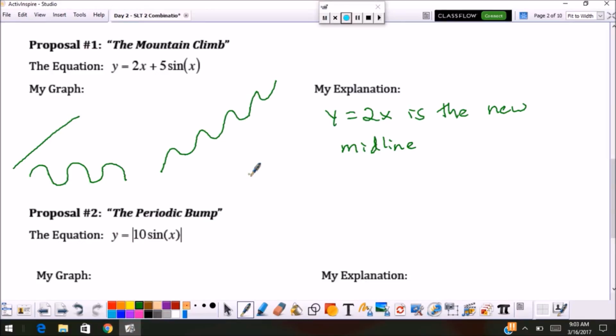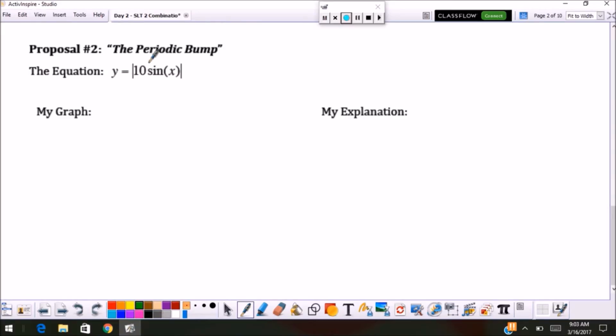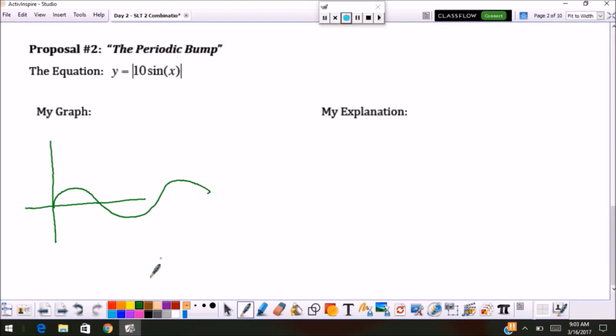Okay, at this point you should have worked through proposals 2 through 5. Proposal number 2 is called the periodic bump. If you think about the name, we're going to take a sine function and take the absolute value of that. So instead of the graph looking like this, the graph is going to look like a bump, bump, bump. This looks like I would throw up. I would not want to ride this ride.